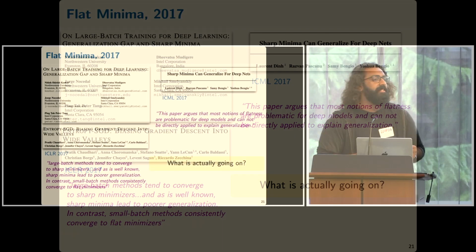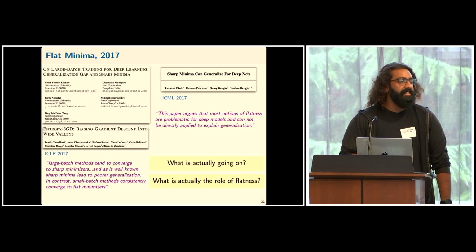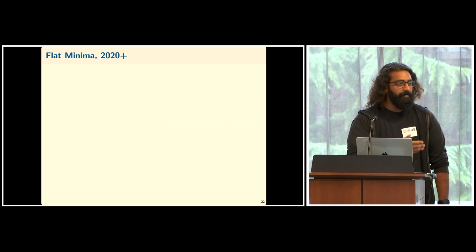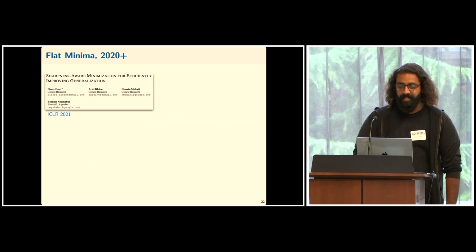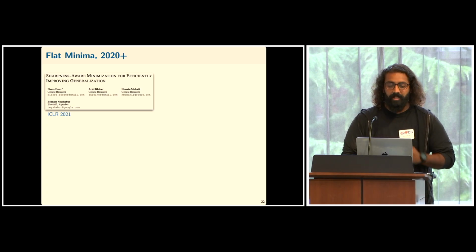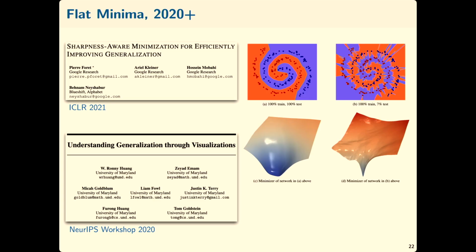So then you can start asking what's actually going on, and what is actually the role of flatness in all of this. Moving forward, I guess 5 more years, sharpness-aware minimization, or SAM, came out in 2021. There's also this interesting paper in 2020 about understanding generalization through visualizations. And these 2 papers are still on the side that flatness is good. The second paper is interesting because they have some nice pictures.